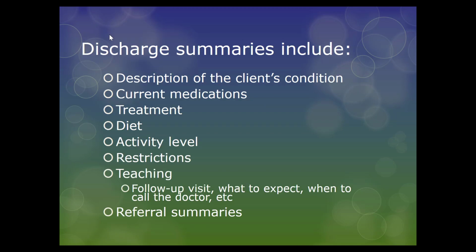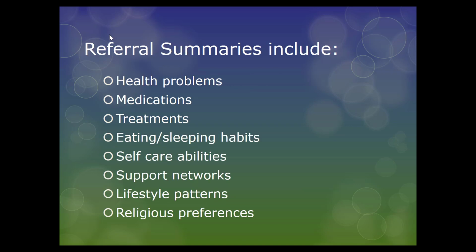Discharge summaries are going to include things like, obviously, the patient's condition, their meds, and what treatments we're doing. If we're doing dressing changes, we're going to include that information on there. What diet they follow, their activity level, and any restrictions that the doctor has imposed. We need to make sure we bring that up right from the beginning. And then any teaching that we need to do. When are they supposed to have a follow-up visit? What to expect, when to call the doctor, and then if there are any referrals that we need to make. Maybe physical therapy is going to come visit them and do more physical therapy with them. We need to make sure those referral summaries are complete so PT knows where this patient is going to be so they can do their physical therapy.